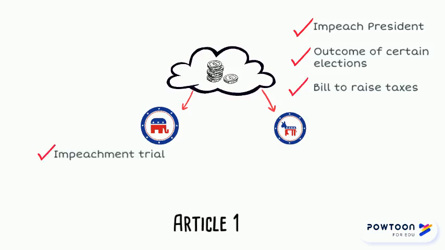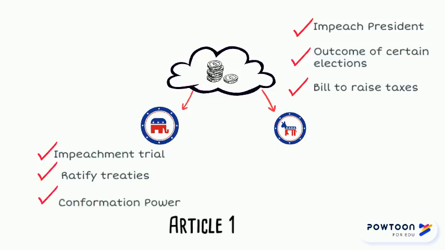Again, we've seen this played out in the media recently. They can ratify treaties and they have confirmation power. This means they can confirm people to seats of power in the government. Think Supreme Court judges and cabinet members. However, there are over 1,000 positions in the government that require Senate confirmation.